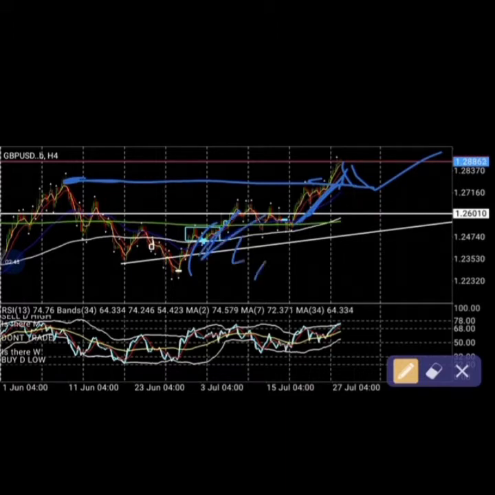Now this may be level 1, level 2, and level 3. So we may get a pullback and price may continue up. You never can tell. You want to look for ways of joining the trend.